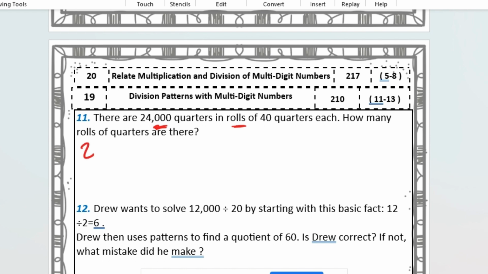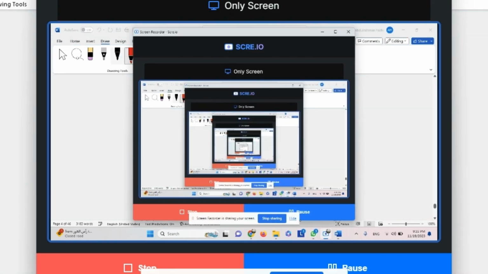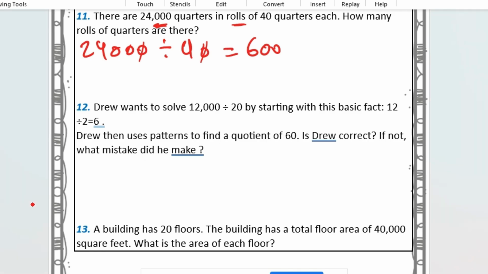So it's 24,000 divided by 40. How do we do this? This is pretty simple. We take a zero out, 2,400 divided by 4, which will be 600. Okay, let's continue. This is 600 rows, of course. So we have 600 rows.